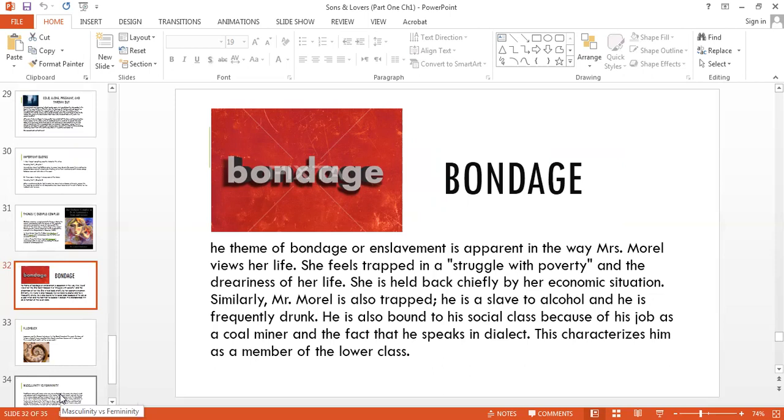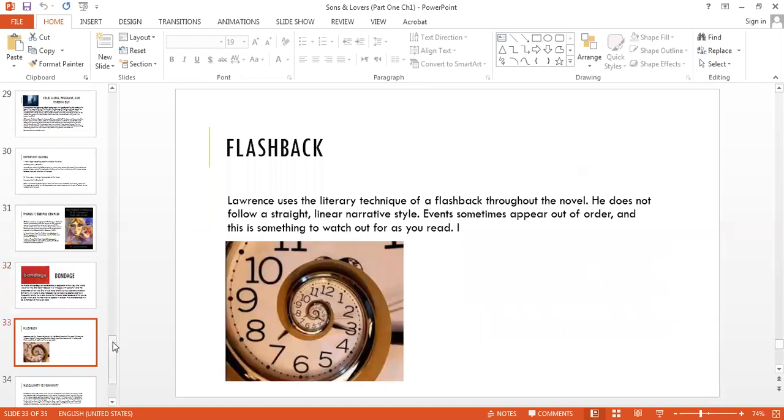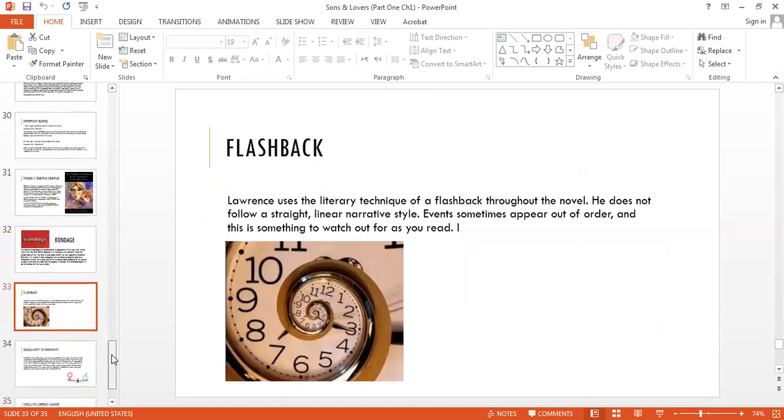She is bound to her husband because of her duty as a woman, bound to her children because of her duty as a mother, and he is bound to her because she is his only family. He's a slave to alcohol. That's why he's bound to being drunk, and alcohol is his bondage. He cannot break it. So you see, bondage, we have it all over, and it's going to be repeated in every chapter.